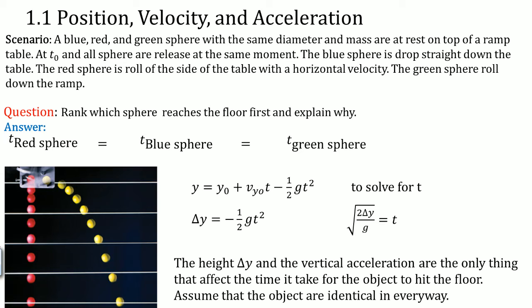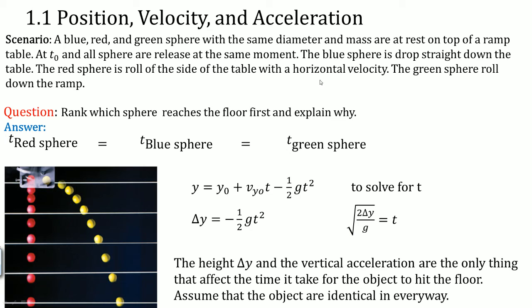This assumes that the objects are identical in every single way. That's why it says here, same diameter and same mass, and they're all spheres. Notice that the time that I have here, technically it's a negative, but negative just gives you the direction. So here I'm only looking at the magnitude of the time. The time here is positive.